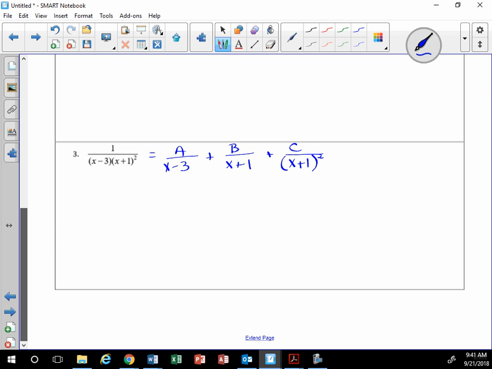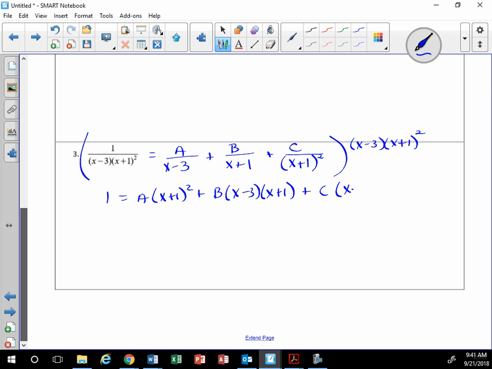So what would I multiply this entire thing by? All of those denominators, right? So I'm going to be left with 1 equals a times x plus 1 squared. B gets multiplied by an x minus 3 and an x plus 1. C gets multiplied by just an x minus 3. Does that make sense? So it's this denominator over here that was your common denominator. That's what you're multiplying by.